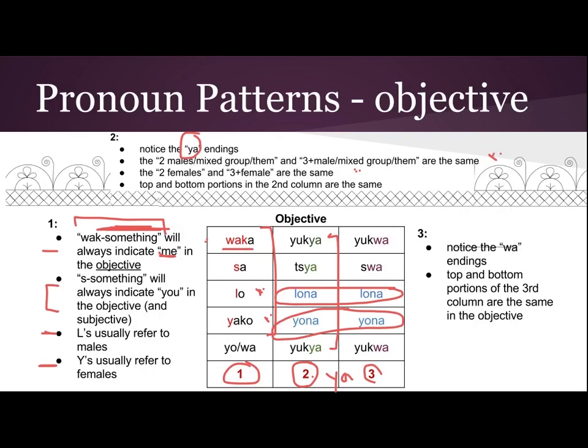And we also have some similar patterns in the third column. Yungwa and yungwa are the same, has that WA ending for yungwa, swa, and yungwa, and we also said lona, lona, yona, yona are the same.